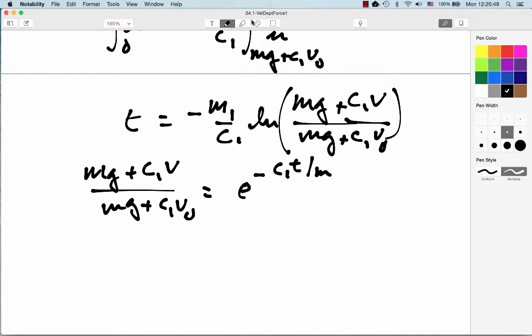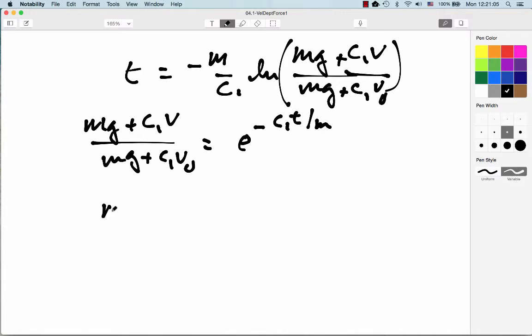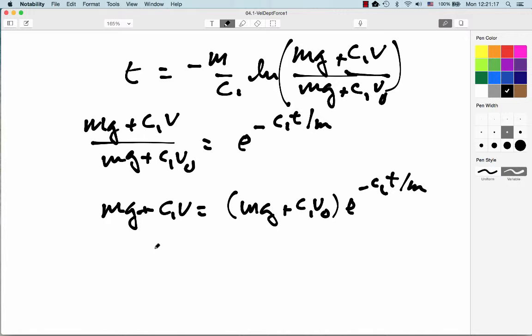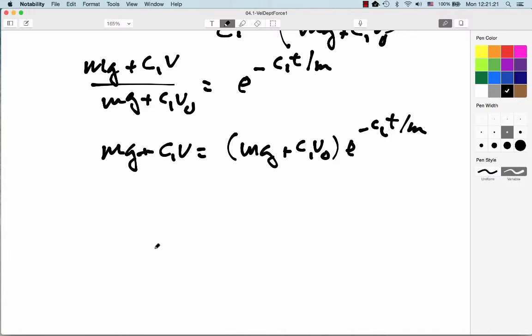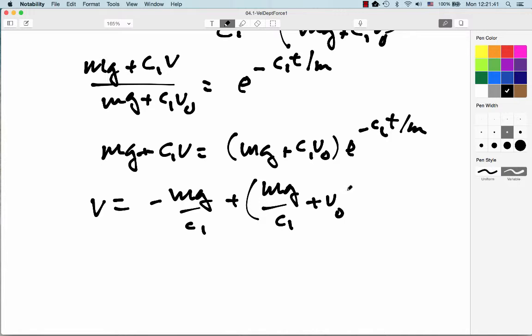C1t over m, like so. And then I can go ahead and solve this for v. So let's see, mg plus C1v equals (mg plus C1v naught) e to the minus C1t over m. So then we can subtract mg. Let's see, we can divide everything through by C1, and then we can subtract mg over C1 from both sides, and that gives me v equals minus mg over C1 plus (mg over C1 plus v naught) e to the minus C1t over m.